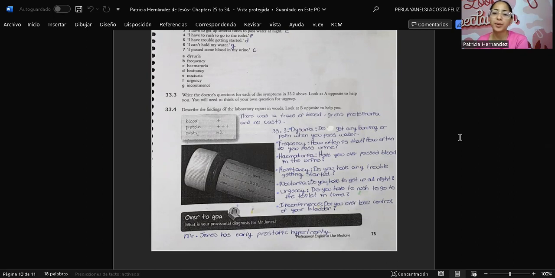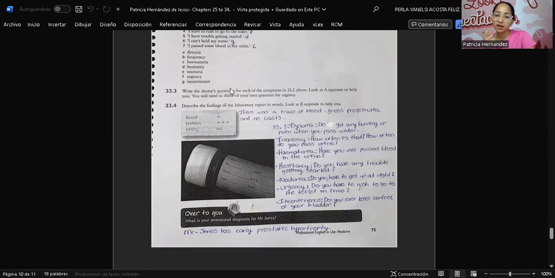Hematuria. Have you ever passed blood in the urine? Hesitancy. Do you have any trouble getting started? Nocturia. Do you have to get up at night? Urgency. Do you have to rush to go to the toilet in time? And incontinence. Do you ever lose control of your bladder?